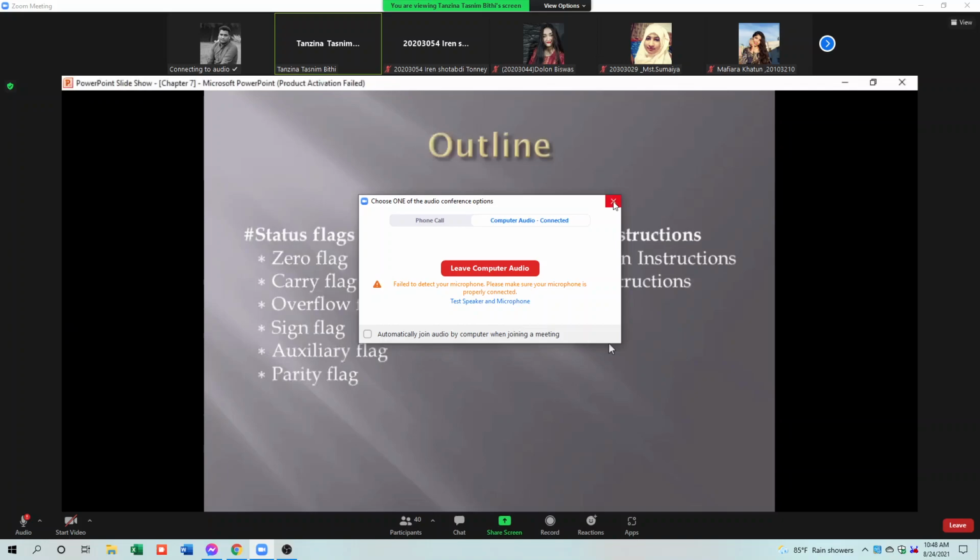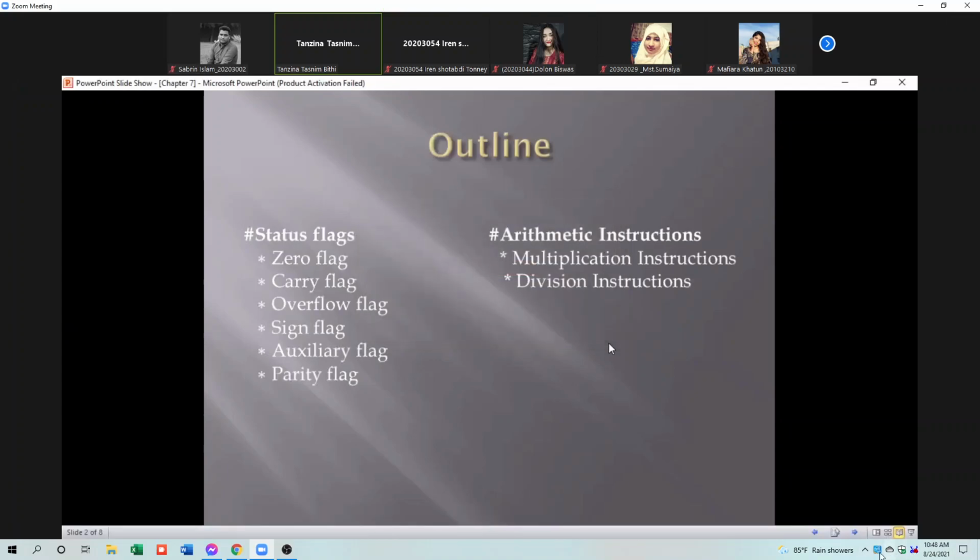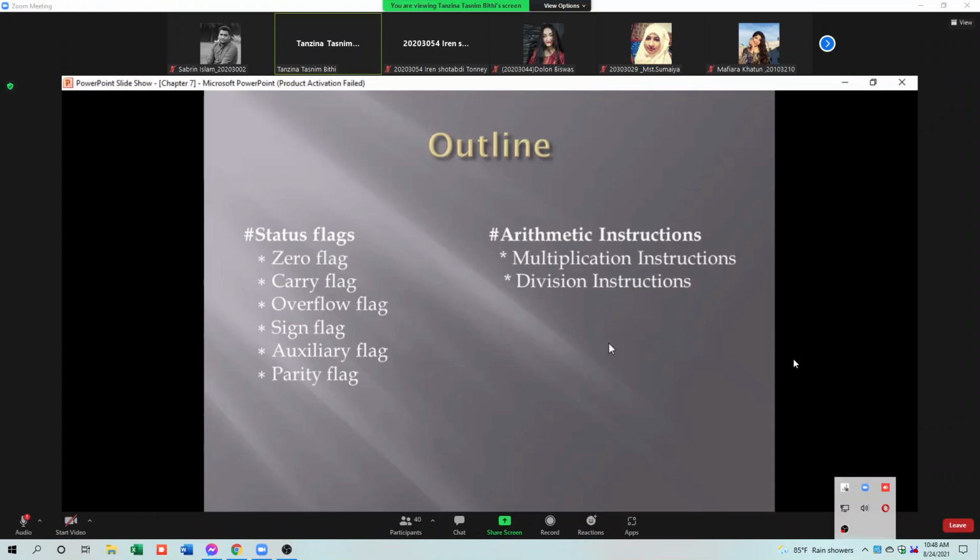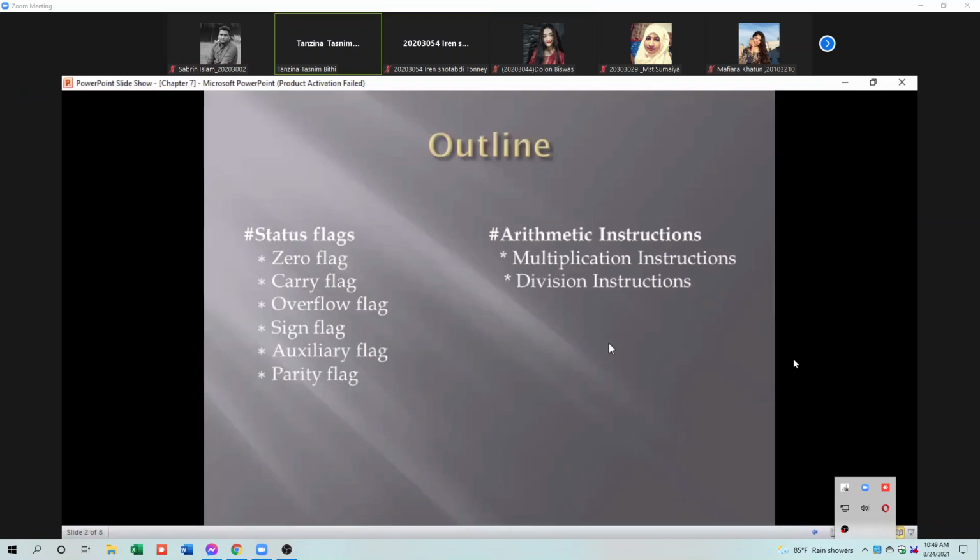First section, that is the flag register. We know that Pentium processor has three types of registers, isn't it? One category is the general purpose register, another is control register, and the third category is segment register. So in this section, we will discuss the control register. Control register has two different types of register: one is called flag register and another is instruction pointer register.